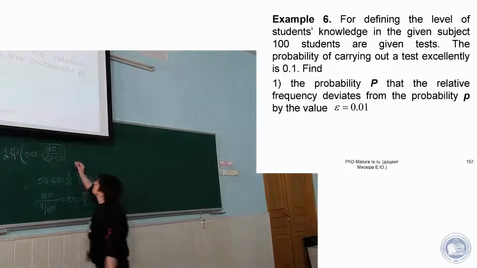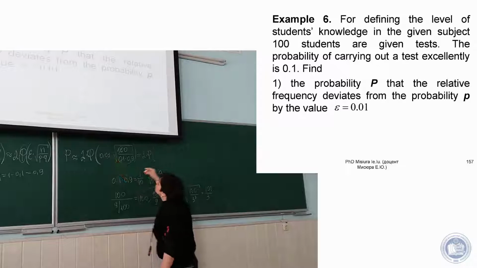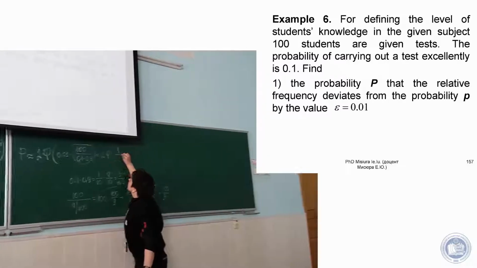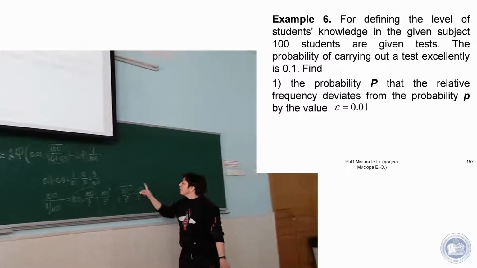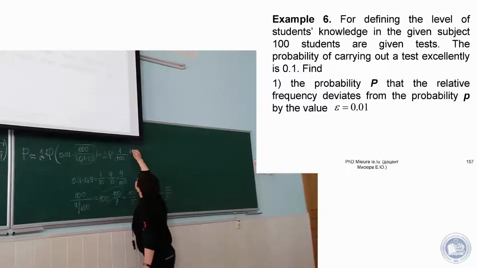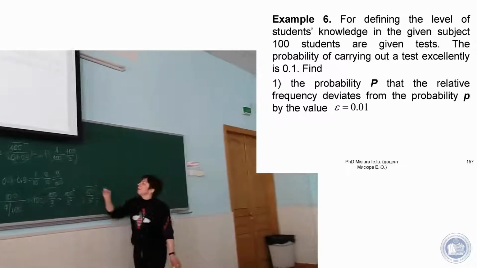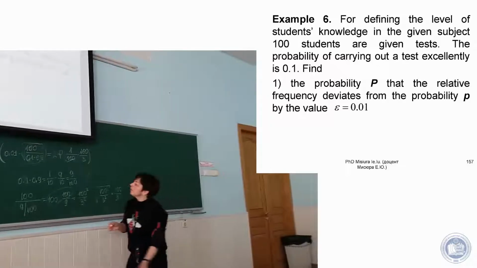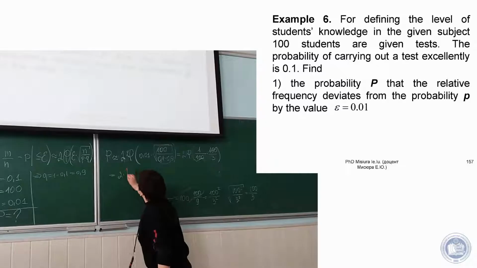Let's substitute. 2 times phi, 0.01. How to transform 0.01? It's 1 divided by 100, and multiplied by this root. This root equals 100 divided by 3. Let's cancel. Agree? Let's continue, and you can get 2 times phi.